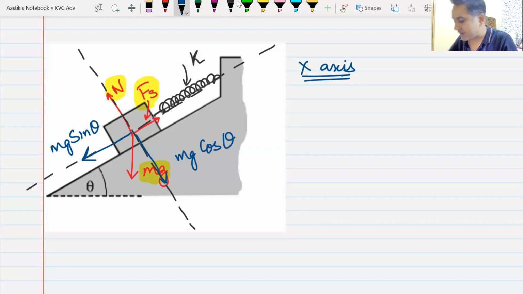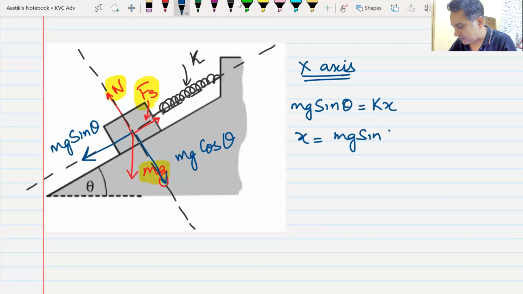Now I can write equations along the x-axis and y-axis. What is the equation along the x-axis? mg sine theta is equal to Fs, the spring force, and that will be equal to K into X. Yes or no? Yes, sir. From here, you can find out the value of X. The value of X will be mg sine theta divided by K.